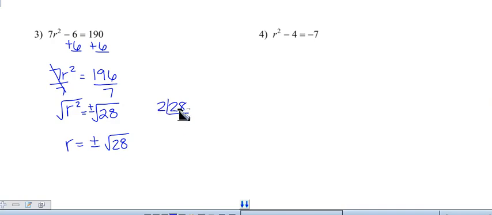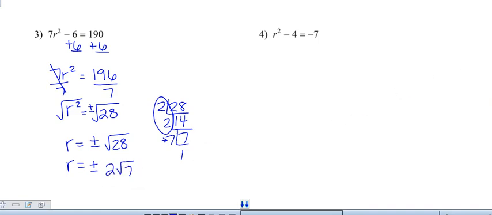The smallest prime number that can go into 28 is 2. It goes 14 times. 2 also divides into 14 7 times, and 7 divides into 7 1. Anything that shows up twice will get to come out, and anything that does not show up twice remains inside. So my final answer is going to be plus or minus 2 square root of 7.